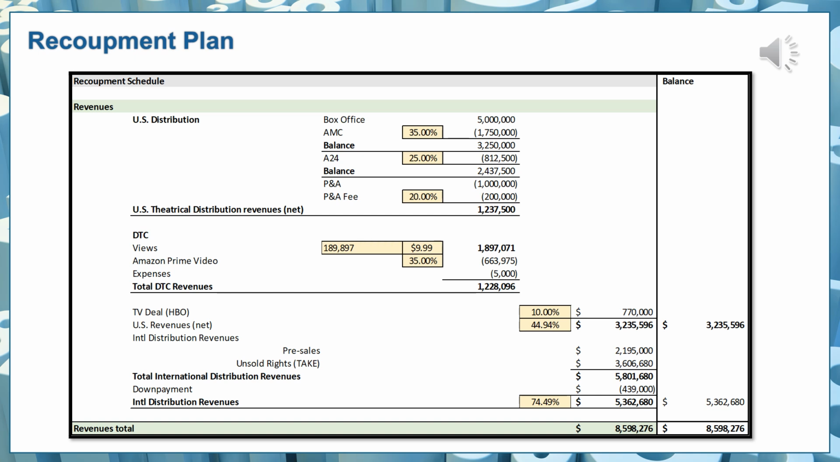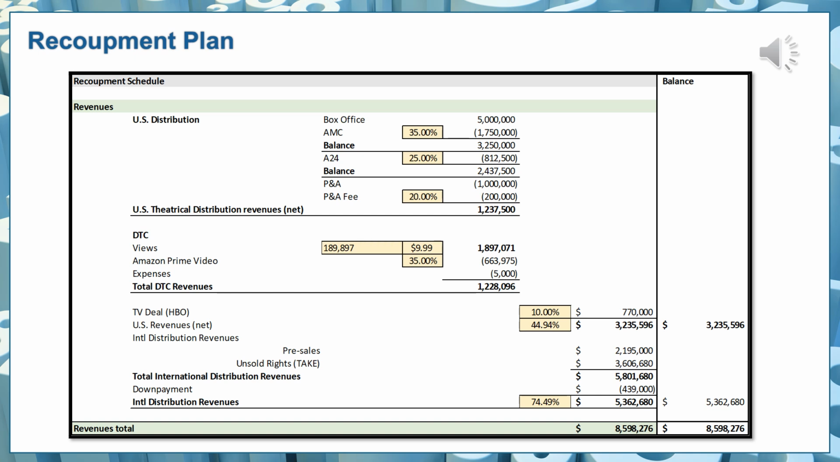Now we have to apply the P&A investment that we received in order to create the P&A campaign and raise awareness for the movie. We spend $1 million in P&A. The P&A fee is 20% of that. So we're paying $1,200,000 to the P&A investor, leaving us with $1,237,500 from theatrical distribution.